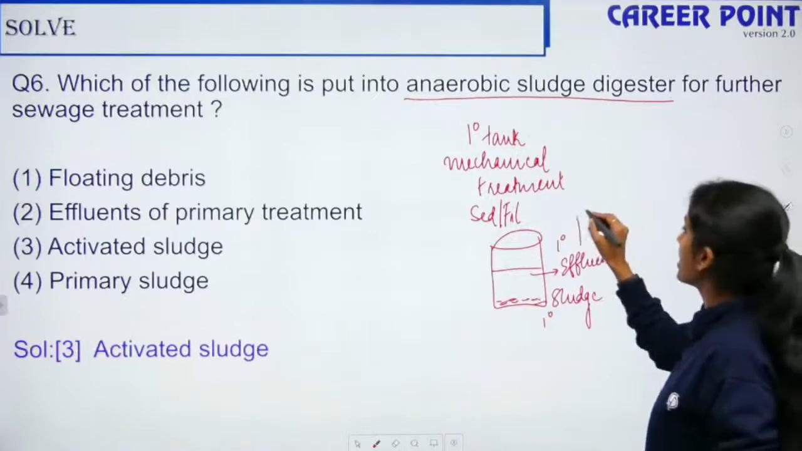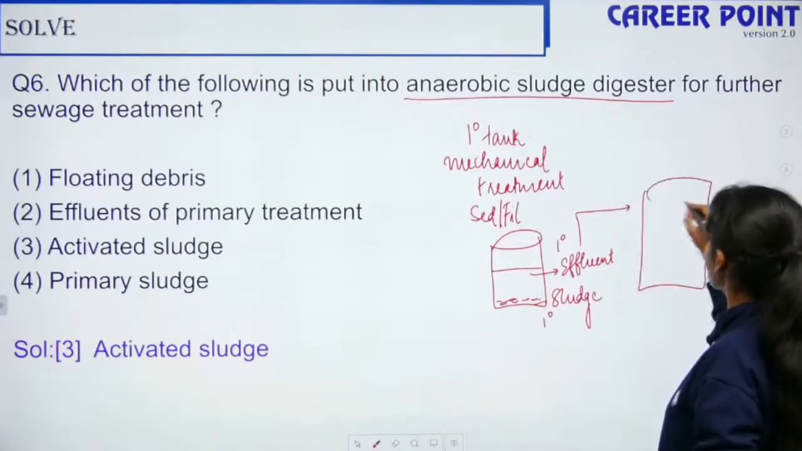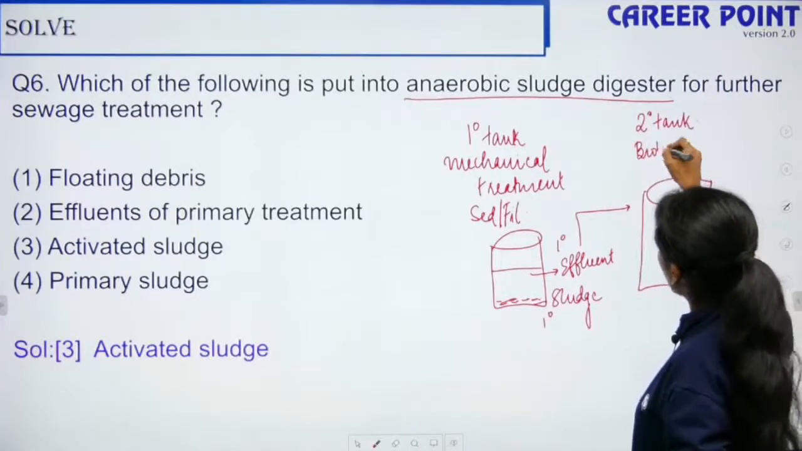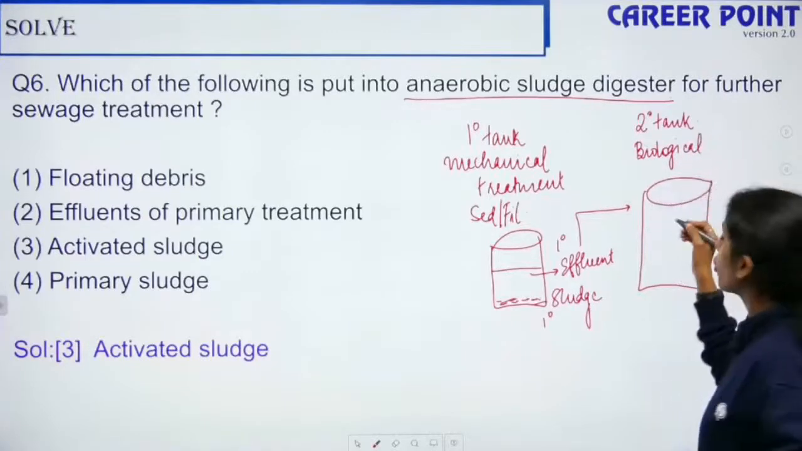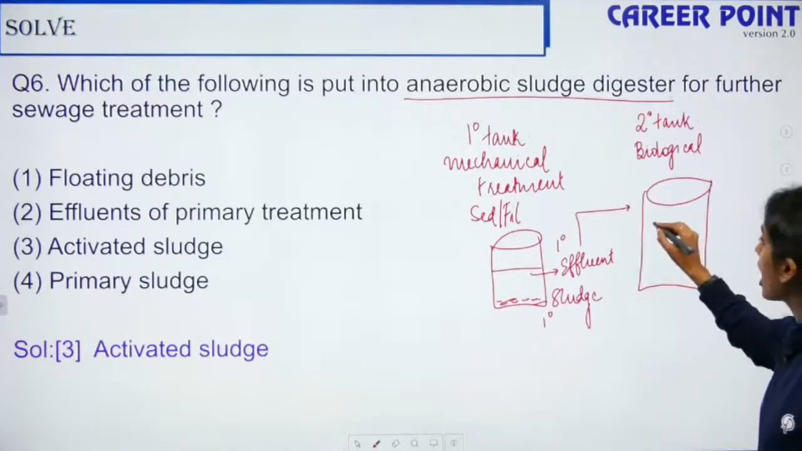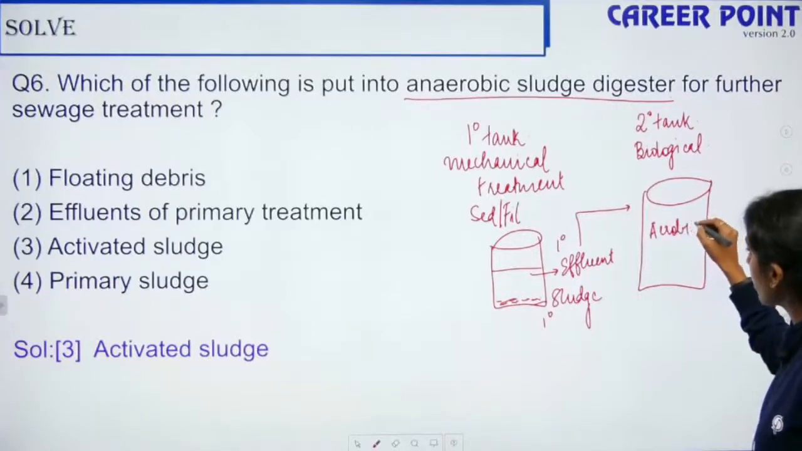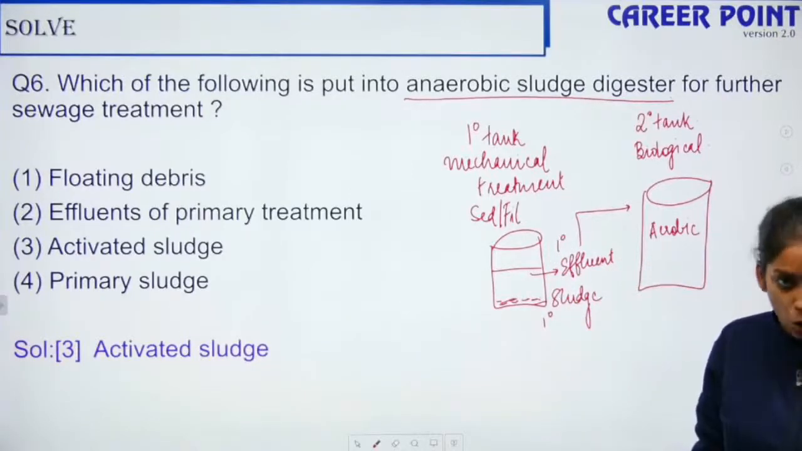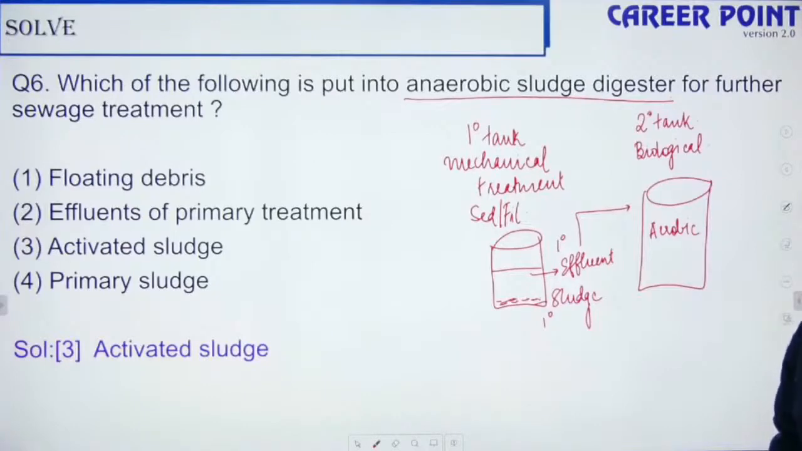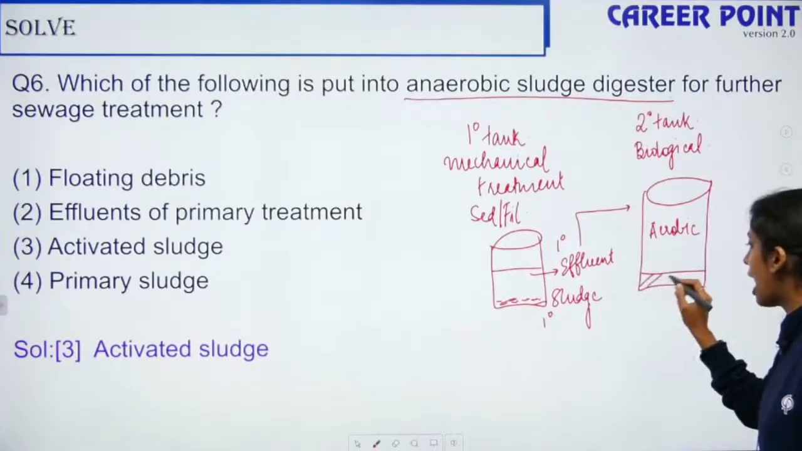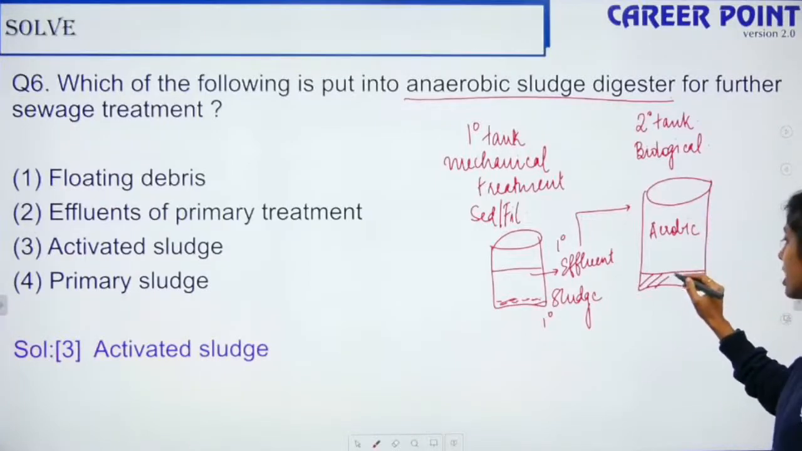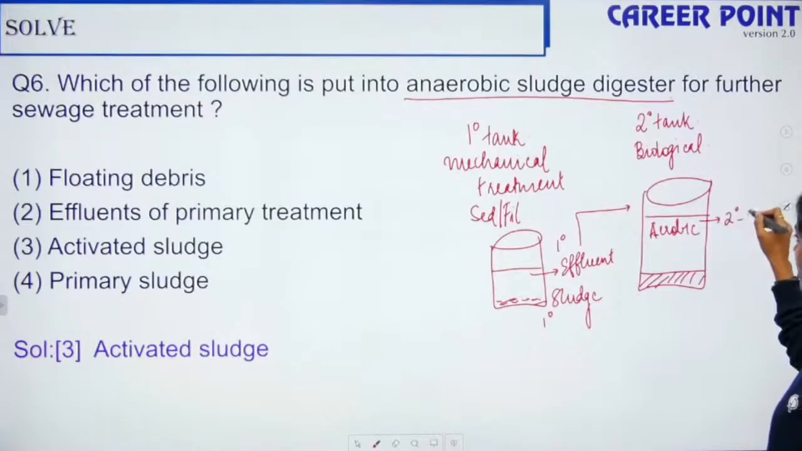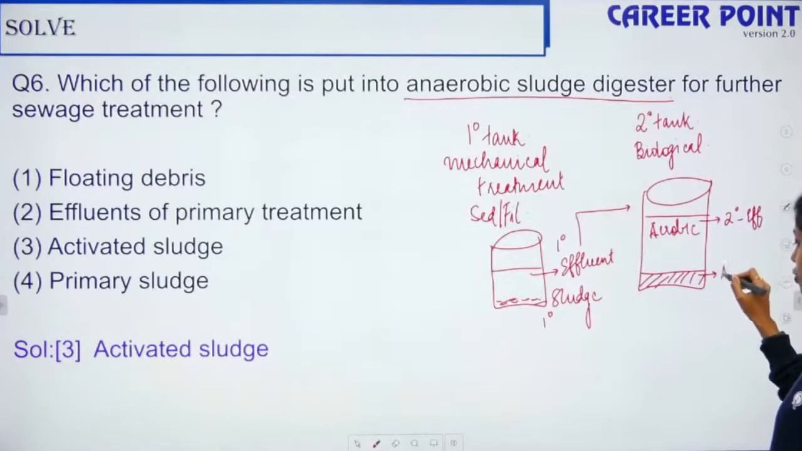Now I take this primary effluent and put it inside my second tank. The secondary treatment is also known as biological treatment, because here I introduce microorganisms. What type? Aerobic microorganisms, because they can use oxygen from the organic matter present in my sewage water. After some time, here also I have some settlement. After the bacteria have grown in abundance, they settle down, and then I have some fluid. This is my secondary effluent, and this is my activated sludge.